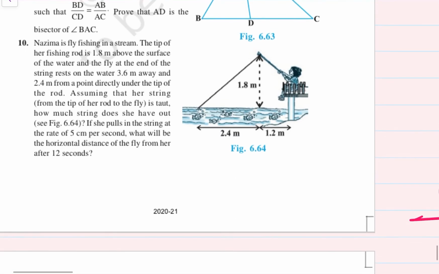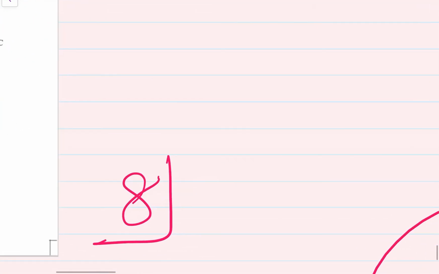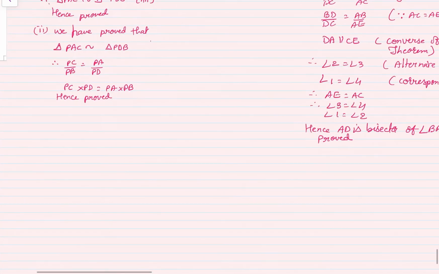That is seen in figure 6.64. If she pulls in the string at the rate of 5 cm per second, what will be the horizontal distance of the fly from her after 12 seconds? So that is a sum with application. Let us see that answer. Number 10.